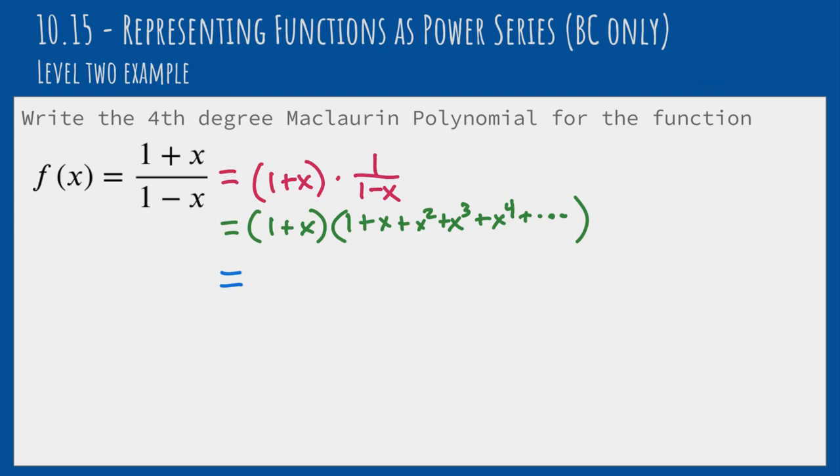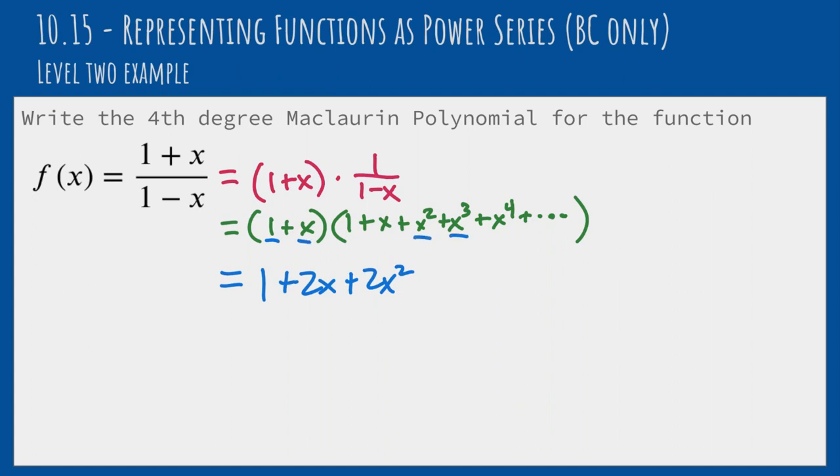So we have 1 times 1 is 1. Then for the x to the first term, we're going to have 1 times x and x times 1. So that's going to give us a plus 2x for both of those added together. For our second degree term, we're going to have 1 times x squared, and we're going to have x times x. So we're going to have 1x squared plus x squared, so that'll be plus 2x squared. Then for our next one, our x to the third degree term, we're going to have 1 times x cubed, and we'll have x times x squared.